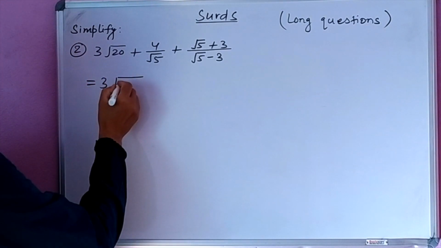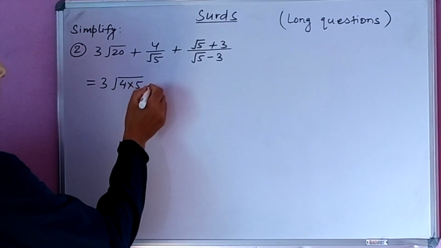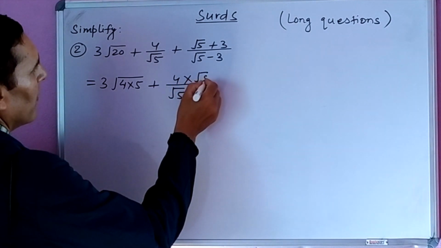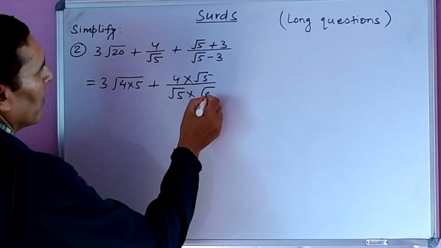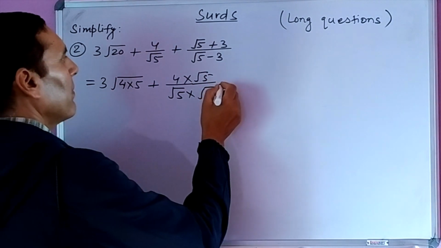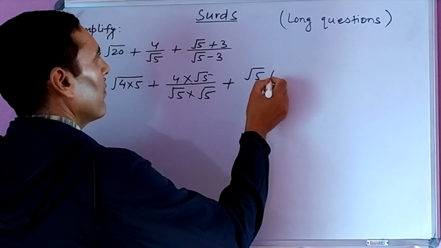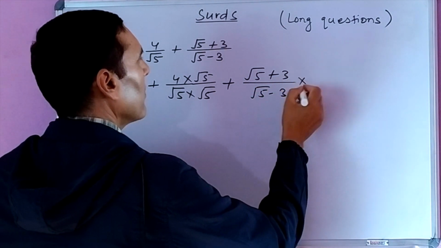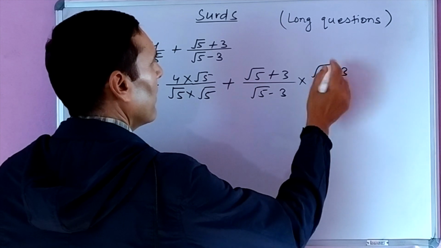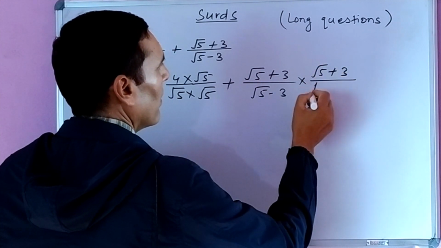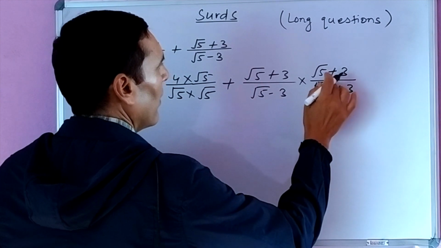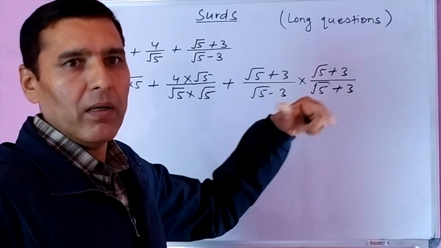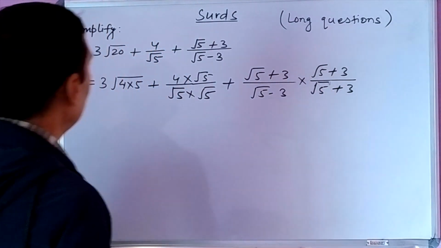So 20 can be written as 4 into 5. 4 upon root 5 into root 5 into root 5, both numerator and denominator are multiplied by root 5, plus (root 5 plus 3) upon (root 5 minus 3) into (root 5 plus 3) upon (root 5 plus 3). We are multiplying both numerator and denominator with the conjugate of the denominator because we are rationalizing the denominator.